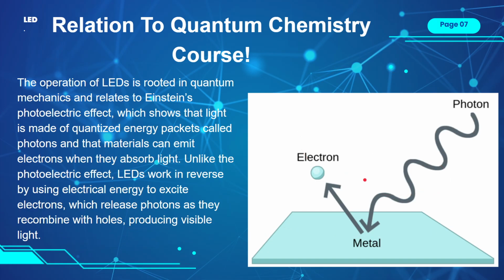So this is a picture of the photoelectric effect. We see a photon going into a metal, and when the photon hits the metal, it ejects an electron. LEDs work in reverse, so instead an electron goes in, and they shoot out a photon.